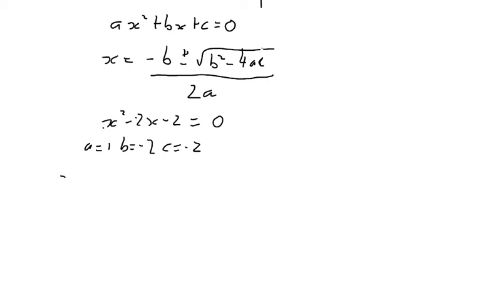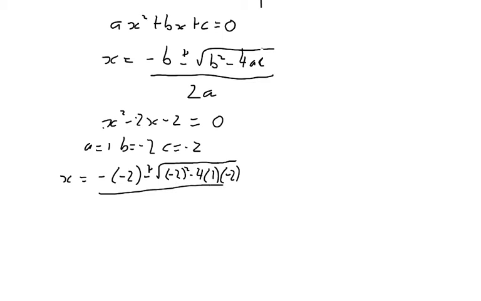So x equals negative 2 plus or minus the square root of b squared, which is going to be negative 2 squared, take 4 times 1 times negative 2. We're just substituting it in because it's 4ac, 4 times a, which is 1, c, which is negative 2, over 2a, which is 1. So it's just direct substitution.